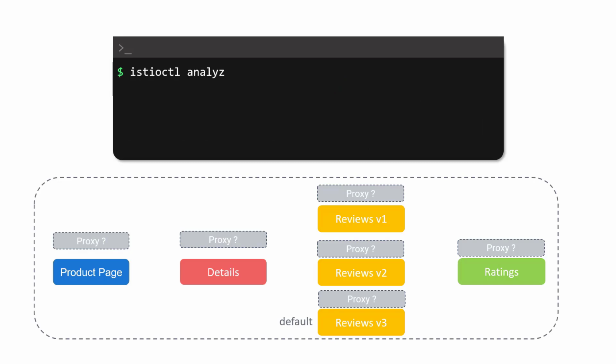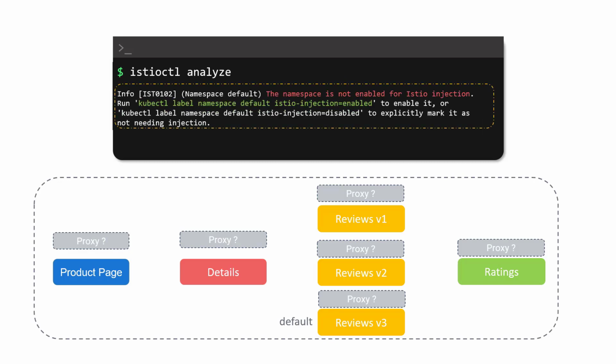We can use the istioctl analyze command to see why that may be the case. It seems that we have a problem here. The analysis tells us that Istio injection is not enabled. What does it mean by namespace is not enabled for Istio injection?